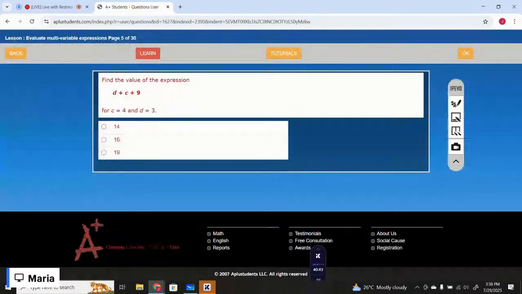Find the value of the expression d plus c plus 9. That is 3 plus 4 is 7, and 7 plus 9 is 16. Option number 2 is the correct option. 16 it is.